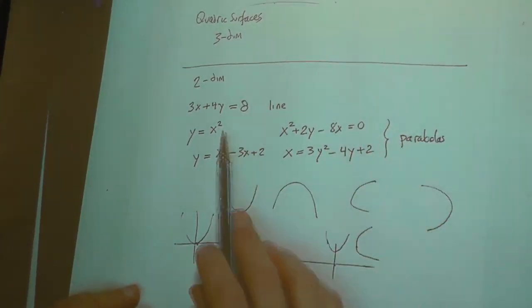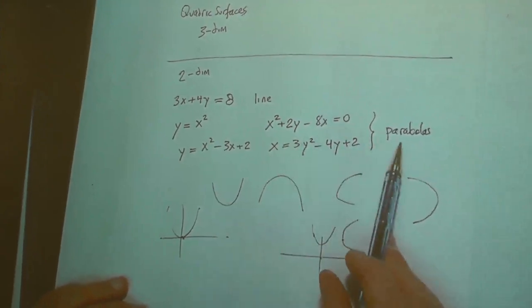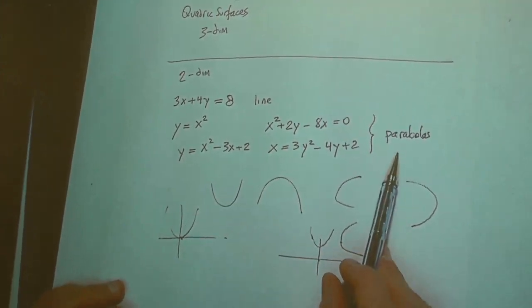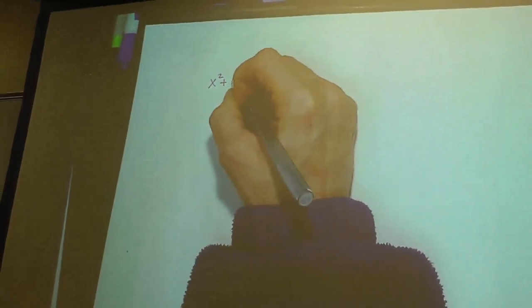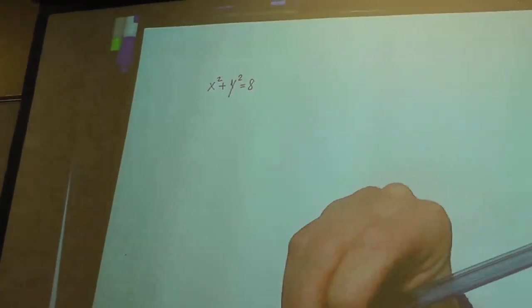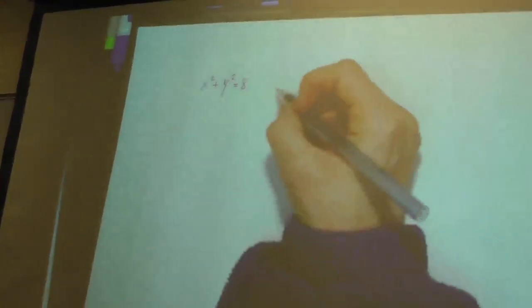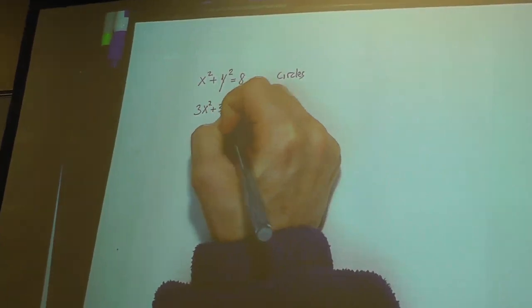So linear in both terms, it's a line. Quadratic or square in one of the two variables, it's a parabola. The parabola may open left, right, up, down. If we have two squares, this gives you, this is a circle. Two squares make a circle.